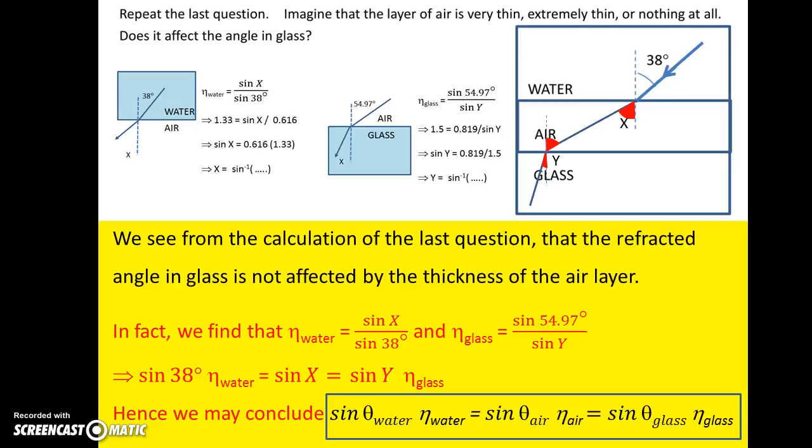Now, what if the thickness of the air changes? From the calculation of the last question, we can see we do not consider the thickness of the air layer, and so it does not affect the refracted angle in glass. In fact, if you look at the two equations above, you may combine them together into one, which looks like this. And we are going to apply this equation for the next questions.